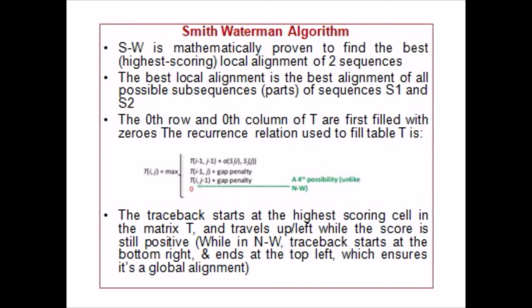The traceback starts at the highest score cell in the matrix T and travels up or left while the score is still positive, while in Needleman and Wunsch, traceback starts at the bottom right and ends at the top left, which ensures a global alignment.